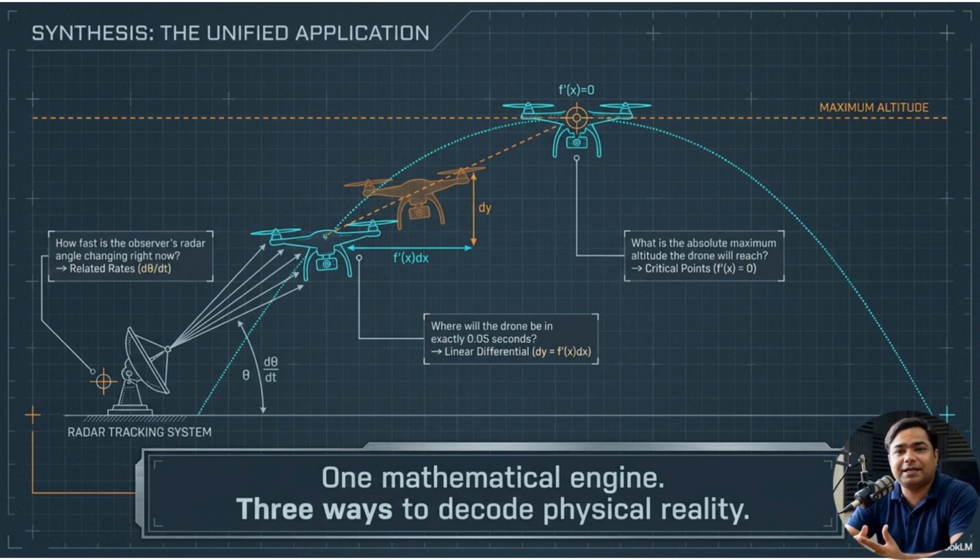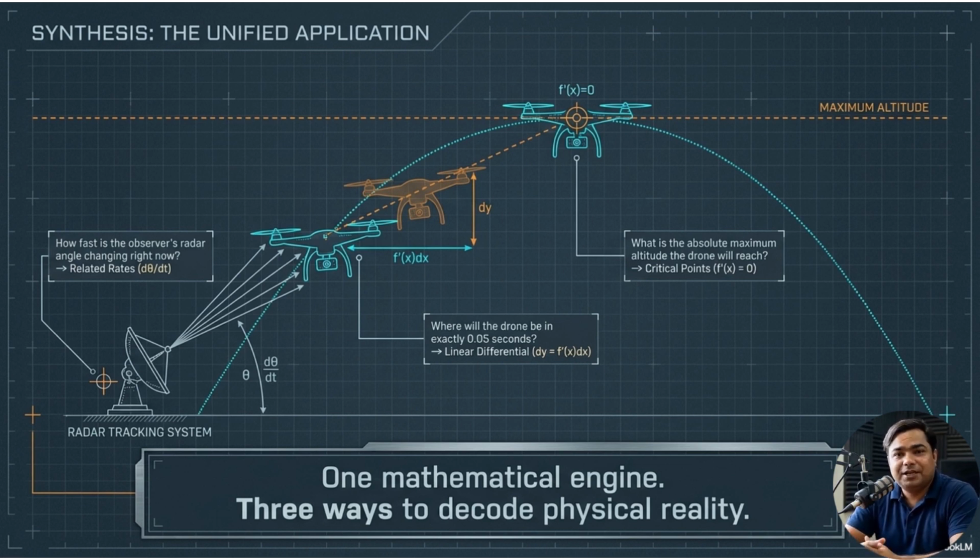Second, we can ask a differential approximation question. Where will the drone be in exactly 0.05 seconds? Here, we use the derivative to estimate small changes in position. Third, we can ask an optimization question. What is the absolute maximum altitude the drone will reach? For this, we look for critical points where the derivative becomes zero or undefined, and we also check the domain.